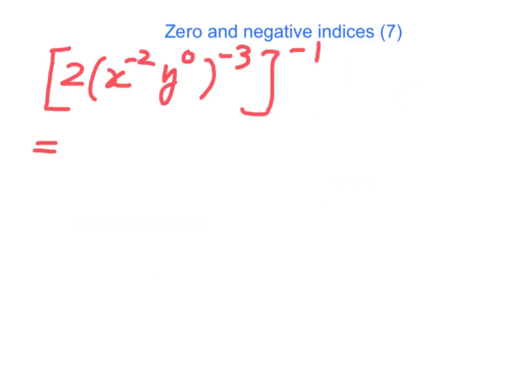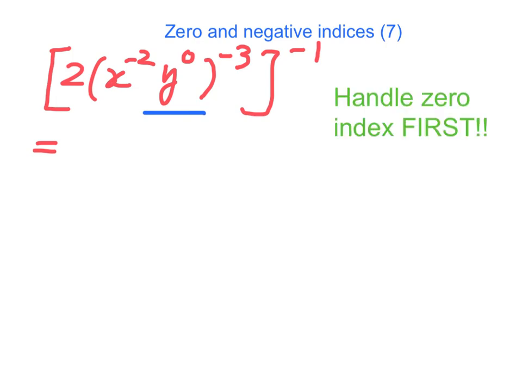Let's see the application of zero and negative index. In this example, you can see some zero and negative indices. What I want to remind you is that you should be clear about the order of handling the indices. Usually, I would handle the zero index first because it is the easiest one. So no need to handle all the indices at one time, especially when there are many negative indices.